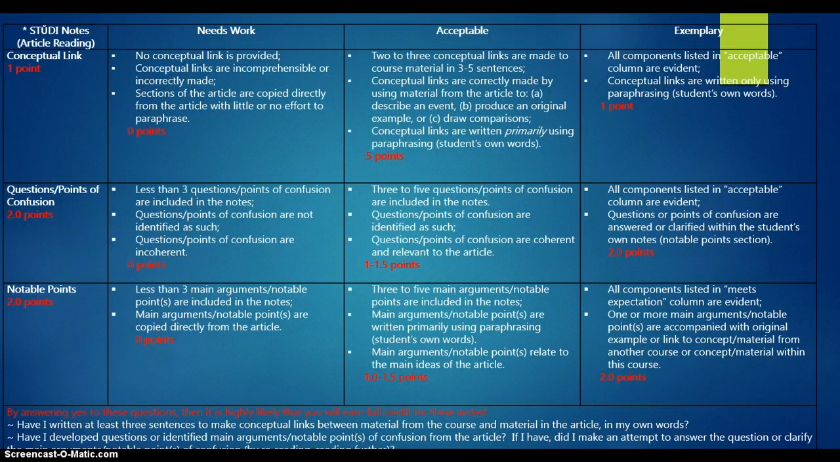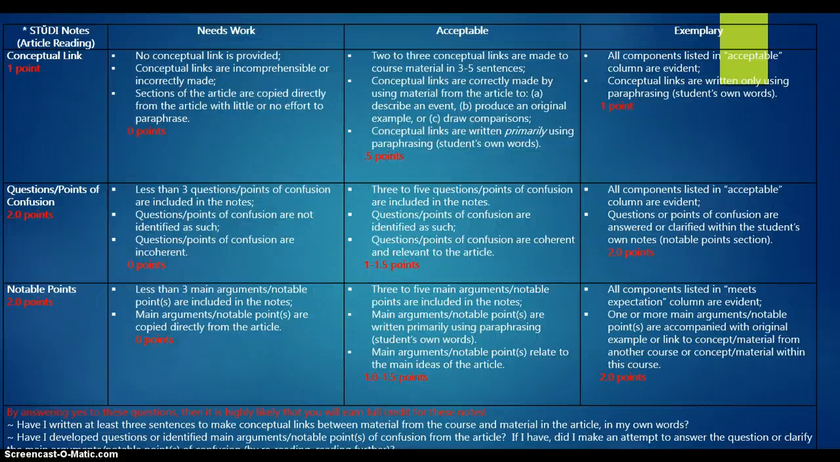For questions or points of confusion, again under the acceptable category, we're looking at 3 to 5 questions or points included in your notes. You are identifying them as questions. They are coherent and relevant to the article read. To be considered exemplary, your questions or answers are clarified within your own notes in the notable points section. So there should be a clear relationship between your questions and the notable points in the last category.